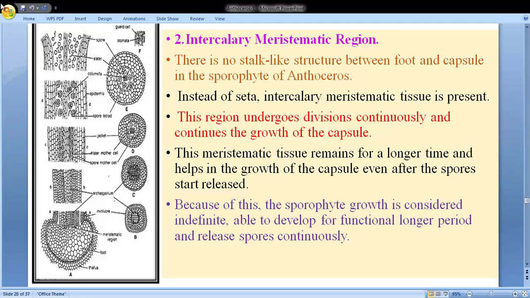It keeps developing until the spores are released. So that's why the growth is considered indefinite, able to develop over a longer period and release spores continuously.